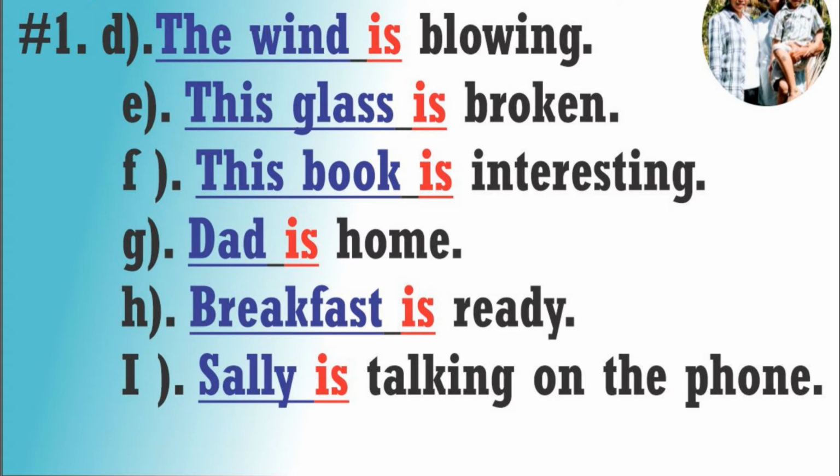Letters written in red color are a singular verb to be used with a singular object, singular thing, and singular person. The wind is a thing, okay? So we use is because the wind is a singular uncountable noun, so we use a singular verb to be. And line E, this glass is a thing, so a singular thing, a third person. So we use is. The glass is broken.